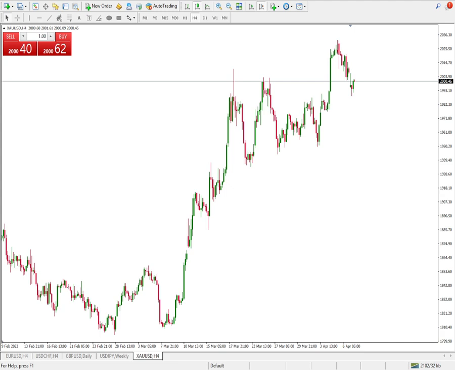Today I'm going to discuss gold, US dollar and pound dollar in this particular Forex forecast, and today is 10th April 2023.